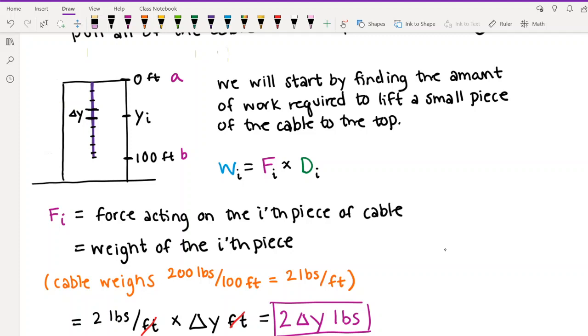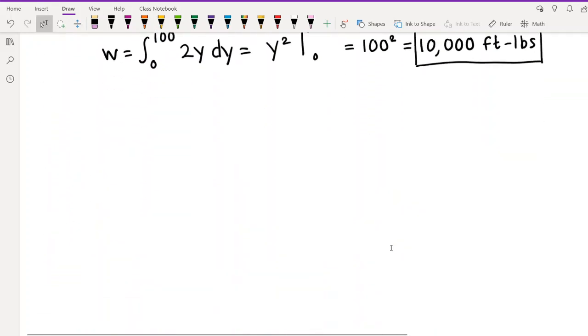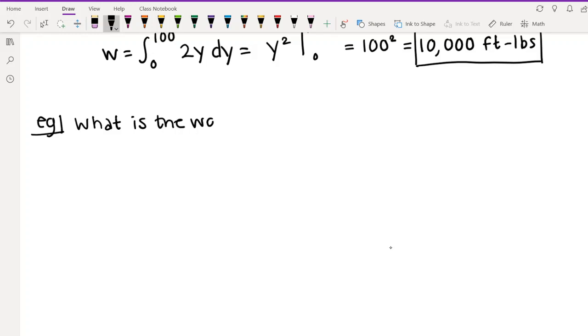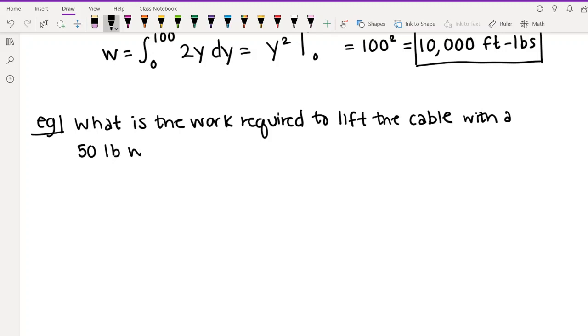So there's one more variation that I want to throw onto this question because there's a homework question that's kind of similar to this. So one variation I can add on here is, what is the total work done, or I'll say required, to lift the same cable from the previous question. So same cable that was 200 pounds, 100 feet long, but now let's say it has a 50-pound weight attached to the bottom.